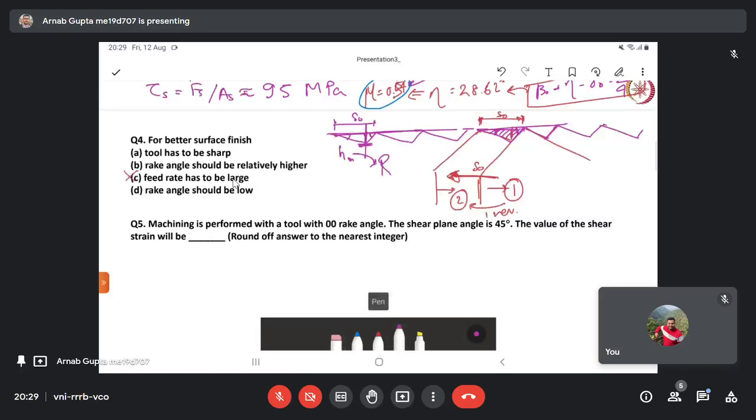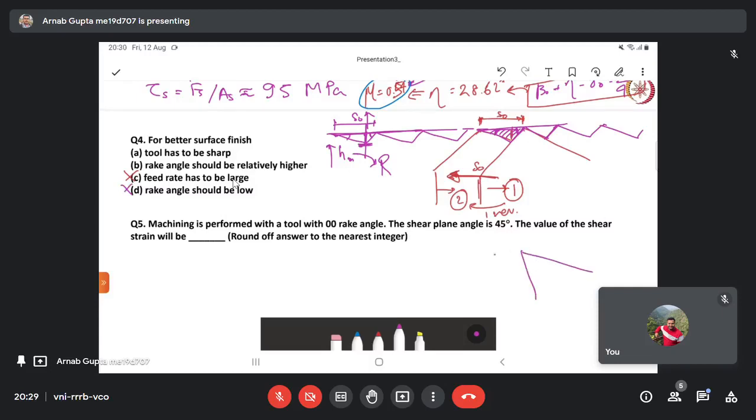So higher the value of S0, higher will be HM, and also the roughness will be more. So your feed rate should be small to get a better finish. In practice also, I think you have visualized this. If you increase the feed rate, the surface you are getting is not good. Rake angle should be low. This is also incorrect.